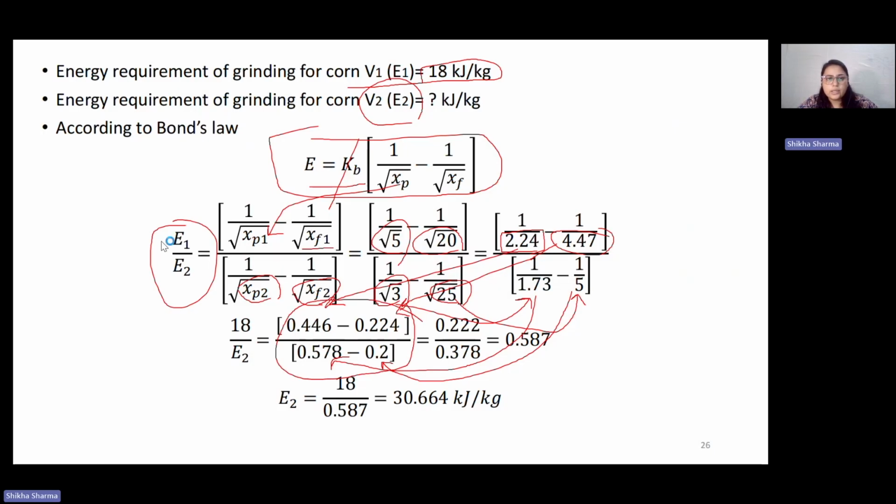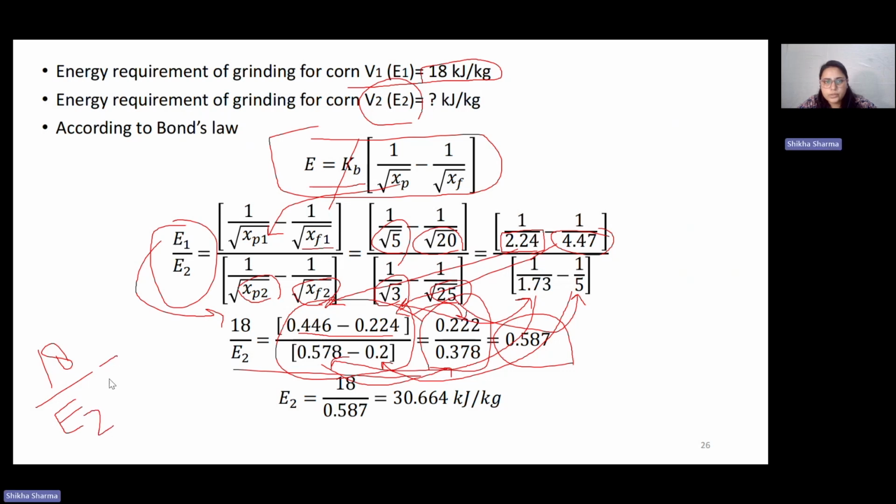And we know already from the question that E1 is 18. So the equation will be like this now: 18 divided by E2 equals 0.446 minus 0.224, which is 0.222, divided by 0.578 minus 0.2, which is 0.378. So 0.222 divided by 0.378 would be 0.587.